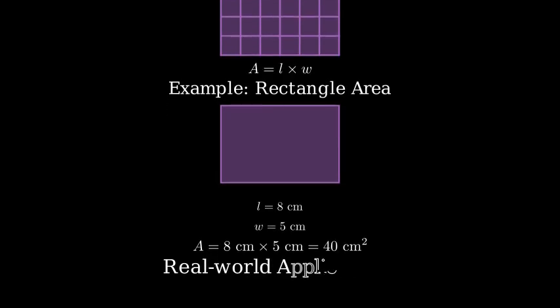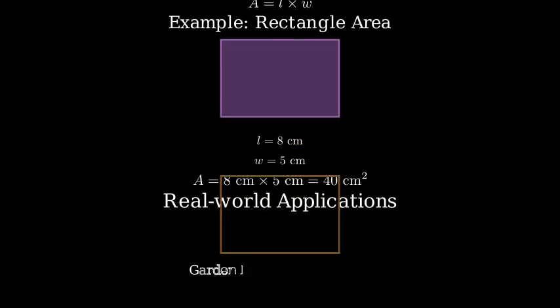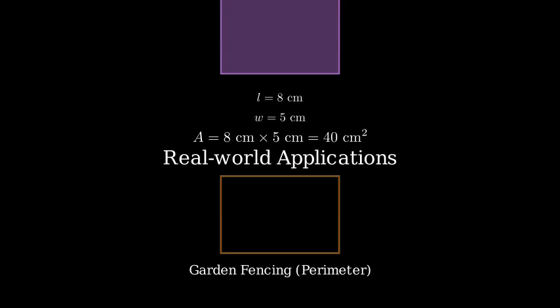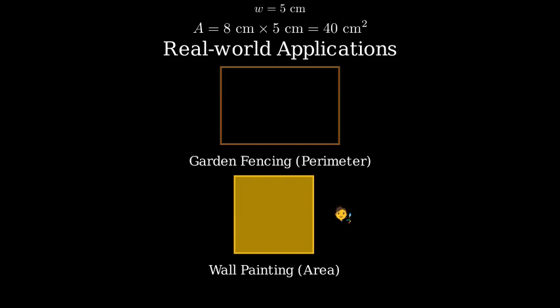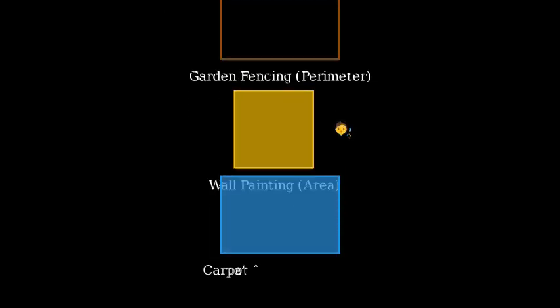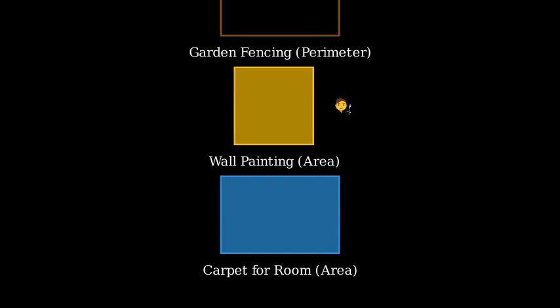Now that we've learned the formulas for area and perimeter of squares and rectangles, let's look at some real-world applications. For example, if you want to fence a rectangular garden, you'd need to calculate the perimeter to know how much fencing to buy. If you're painting a square wall, you'd calculate the area to determine how much paint you need. Or if you're buying carpet for a rectangular room, you'd need to know the area of the floor.